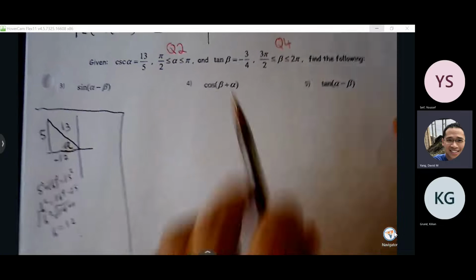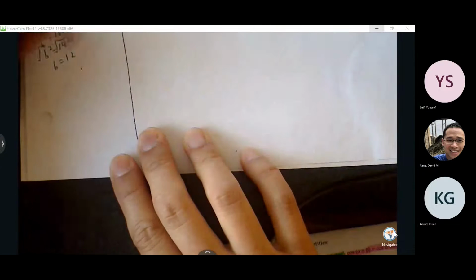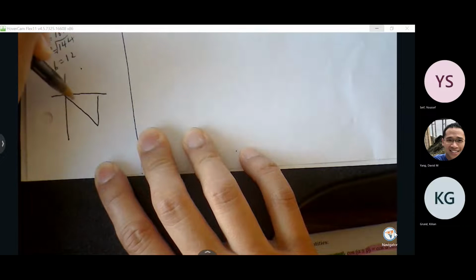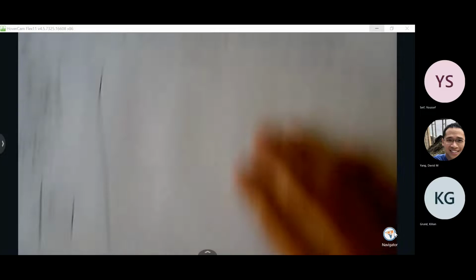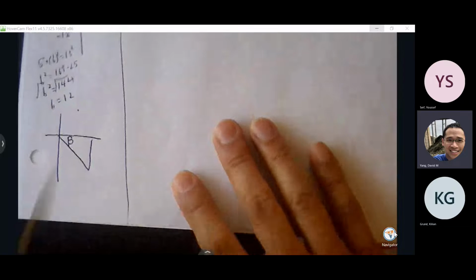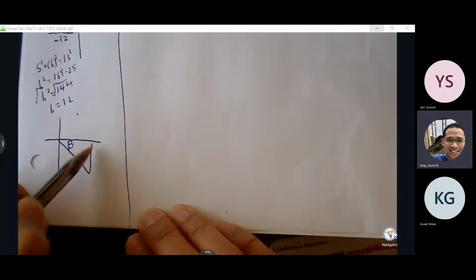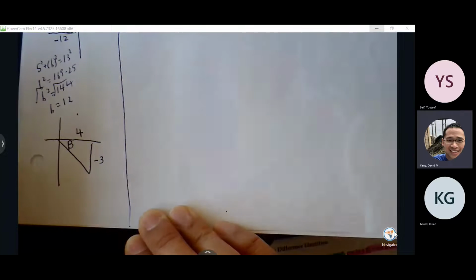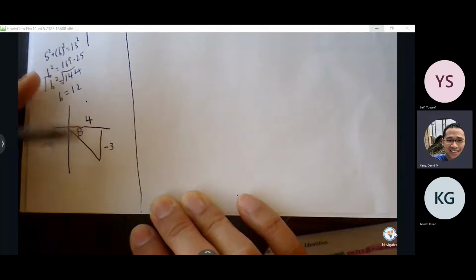Tangent of B is negative 3/4. This is in the 4th quadrant, so we'll go ahead and put B in the 4th quadrant. Okay, so tangent is negative 3/4. That's going to be opposite over adjacent. We know the negative is going to have to be with the y because we're in the 4th quadrant here, so negative 3/4. Pythagorean theorem, your hypotenuse is always positive, so in this case we can keep that positive. A squared plus b squared equals c squared.